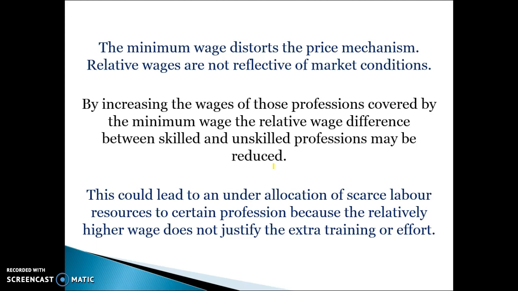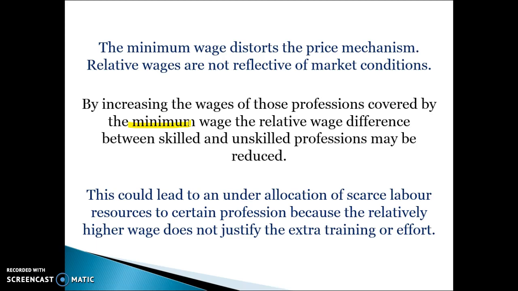So the problem is that a high minimum wage can distort, or reduce, the gap between those on unemployment, those on the minimum wage, and those that are slightly more skilled in the workforce. By increasing the wages of those professions covered by the minimum wage, the relative wage difference is smaller between skilled and unskilled professionals. This can lead to labour resources not going to their best source. So there's less incentive to get training or an education because you know, oh hey, I can still earn $18.23 an hour on the minimum wage.